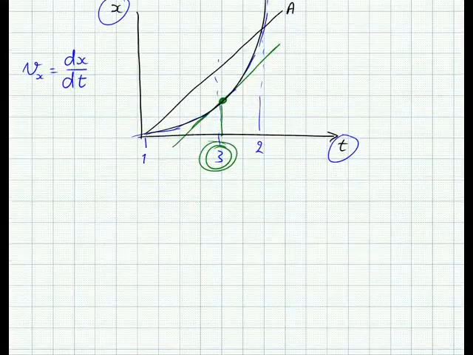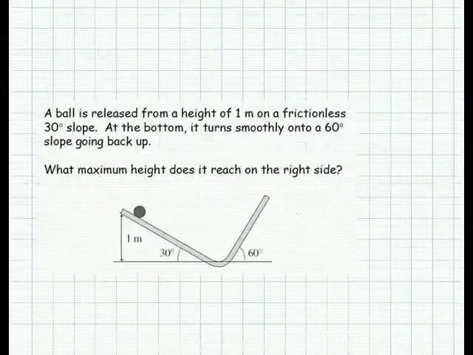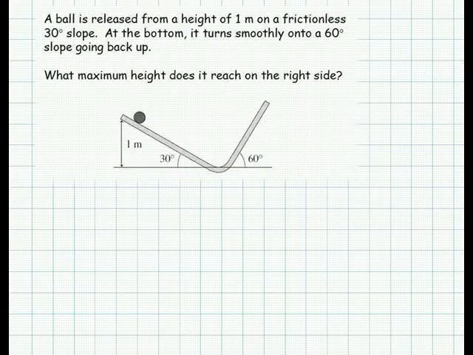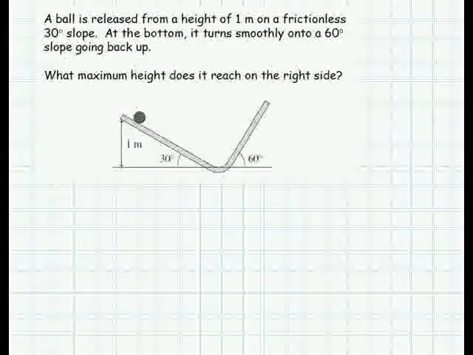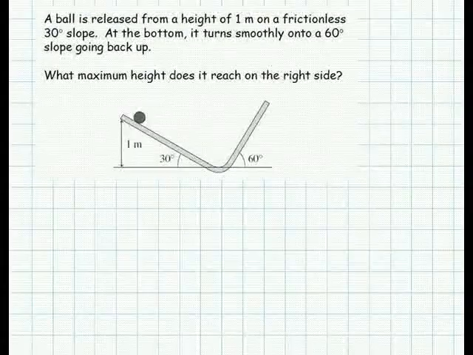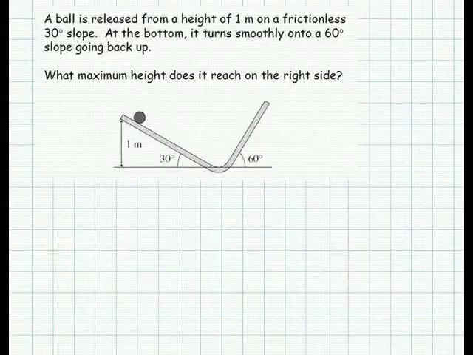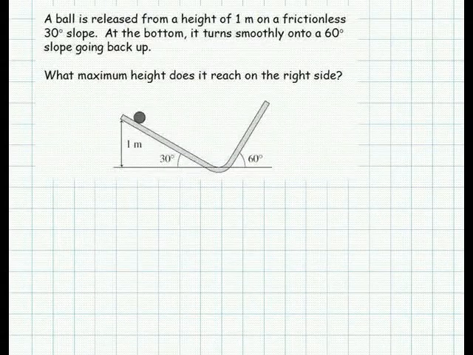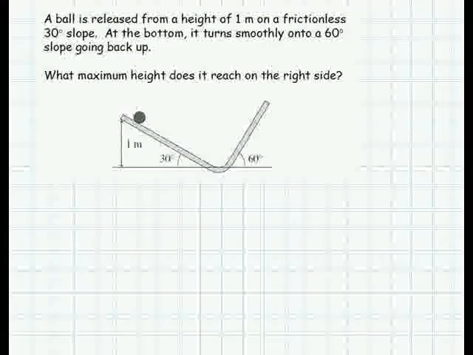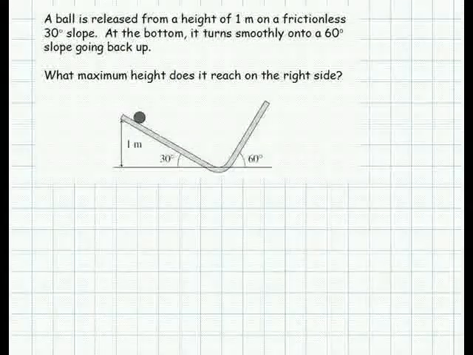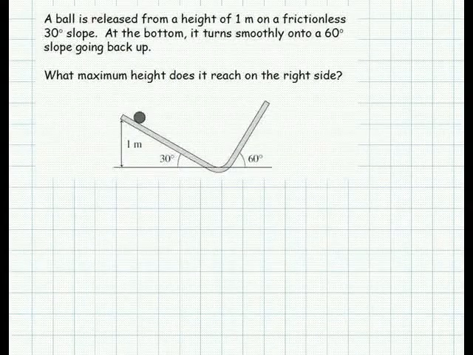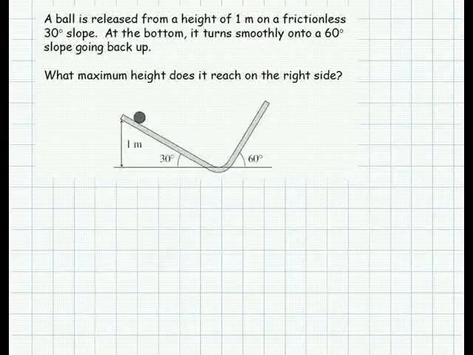Now let's move on to a real example. What we have here is a ball which is released from a height of 1 meter on a frictionless 30-degree slope. At the bottom, it turns smoothly onto a 60-degree slope going back up. What maximum height does it reach on the right side?